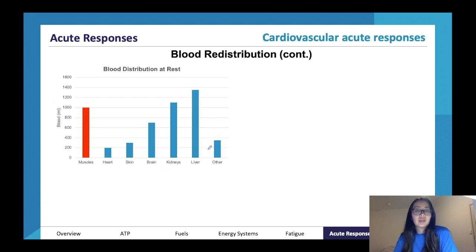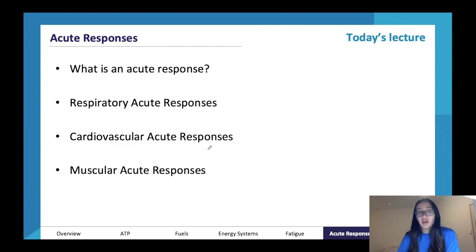And what was the last one we just looked at? Blood redistribution. More blood going to our working muscles as opposed to our other organs in order to ensure that we've got the maximum amount of oxygen being extracted there, and so we can have increased production of energy aerobically.